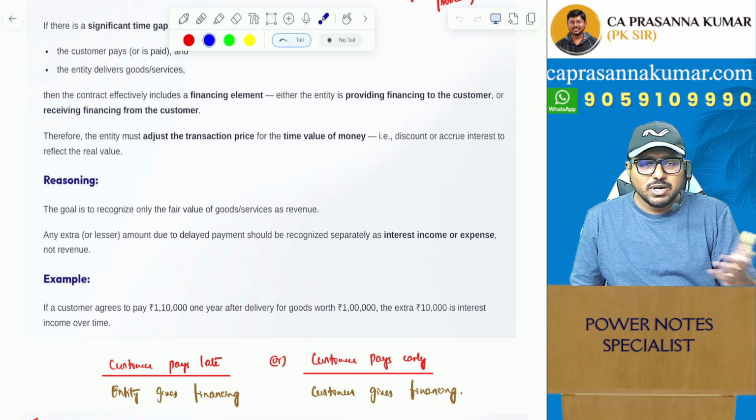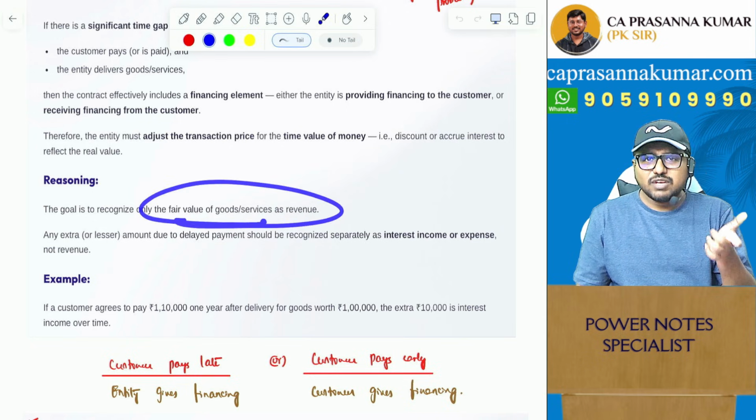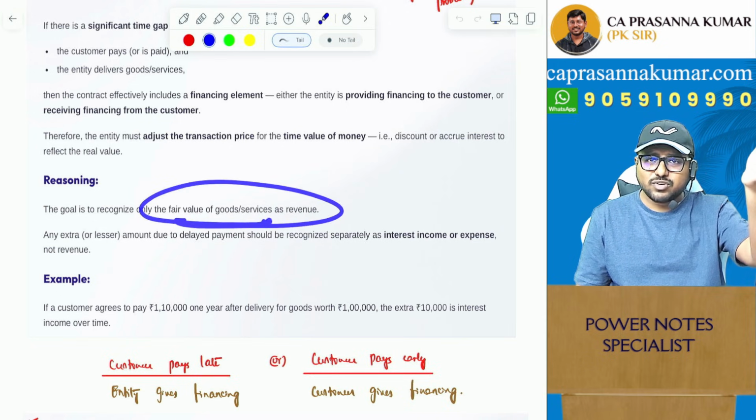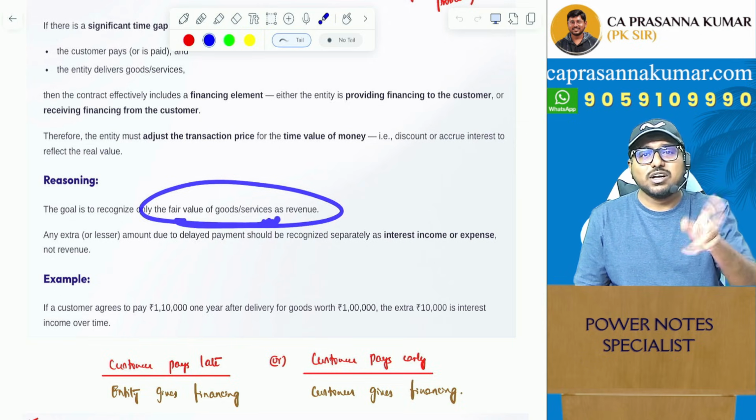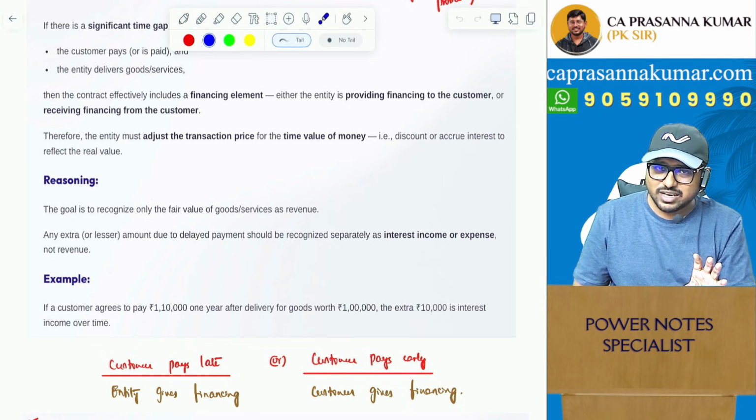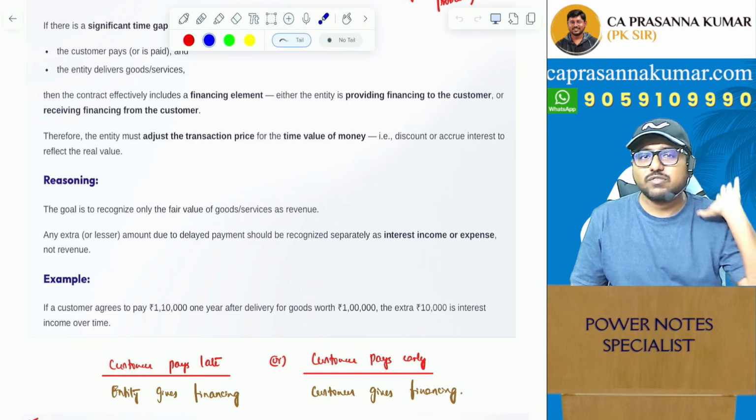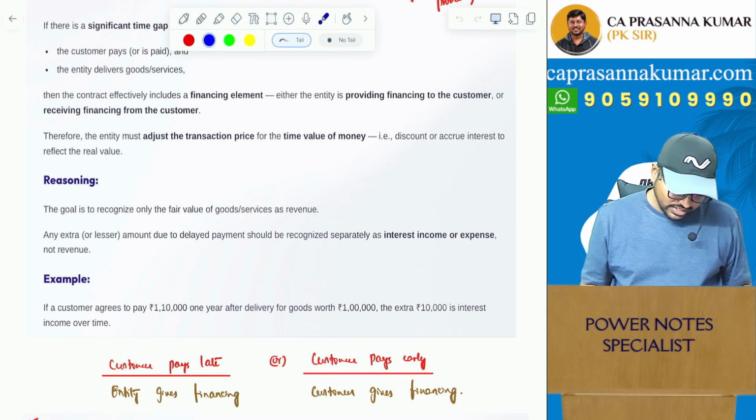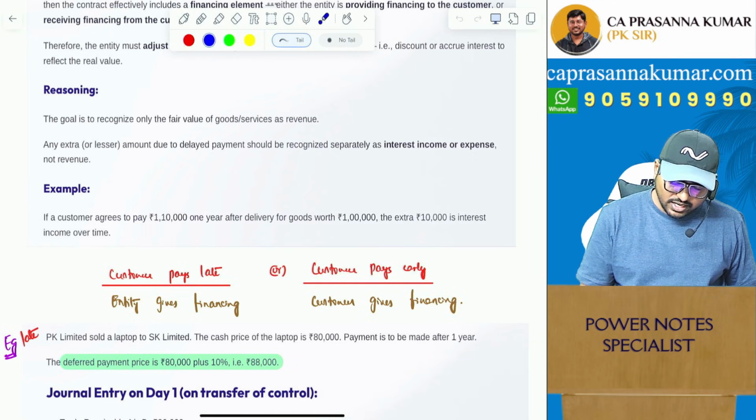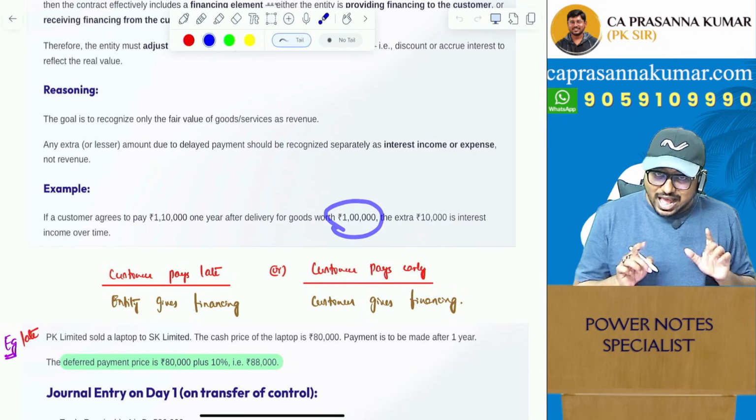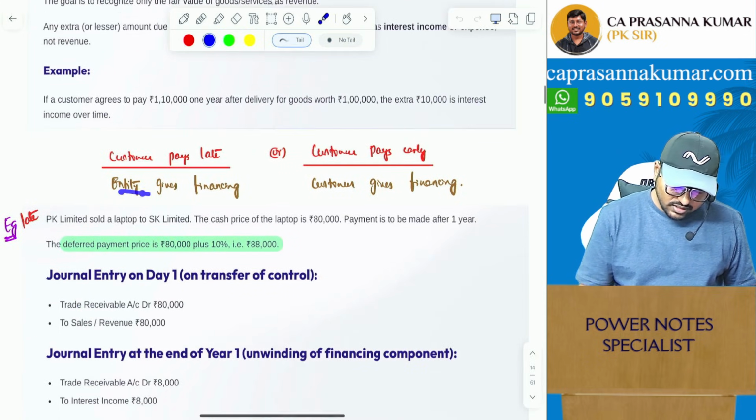Simple. But when there is a significant time gap, the transaction price will not just reflect the fair value of goods or service, it will reflect something extra, or something less in case the customer pays in advance. You understand the point? So therefore, we need to adjust it such that whatever revenue we recognize, or the transaction price that we take into the books, should exactly reflect the fair value of the goods or services. Logical, right? Say for example, if the customer agrees to pay 1,10,000 one year after the delivery of goods, which is actually worth 1 lakh, then 10,000 is what? Financing component. Simple. This I already told you.